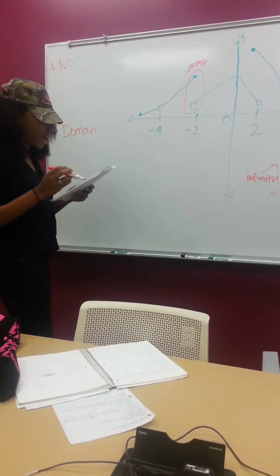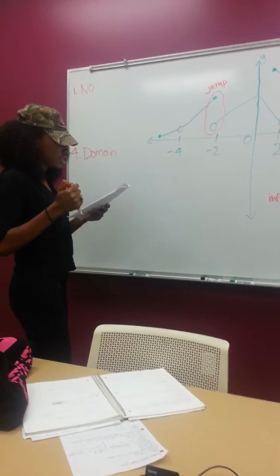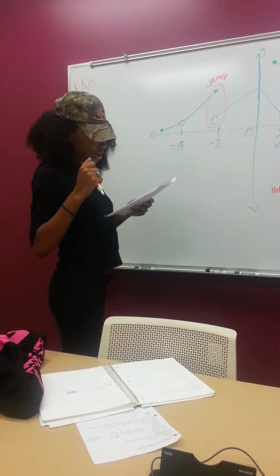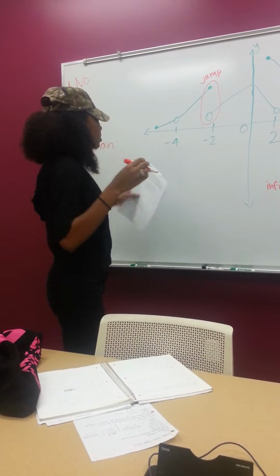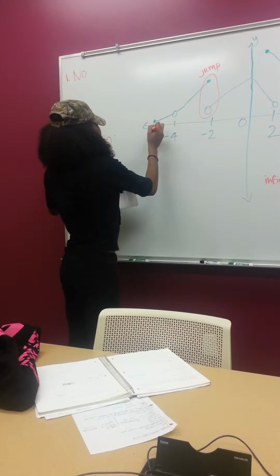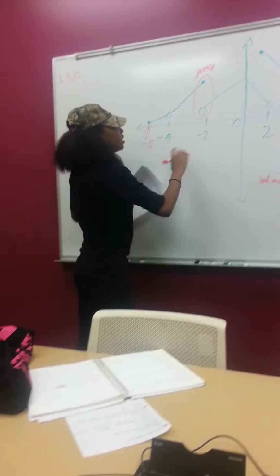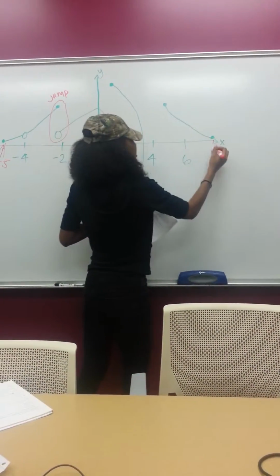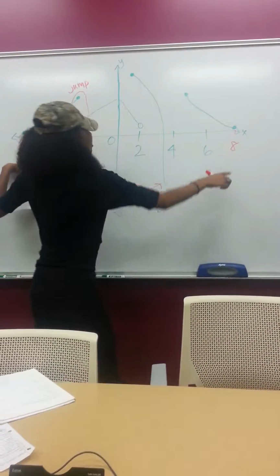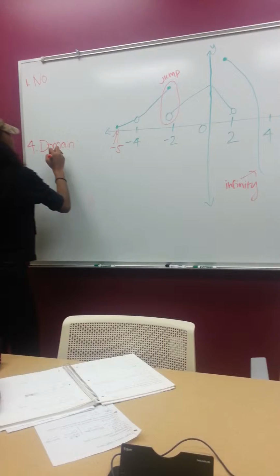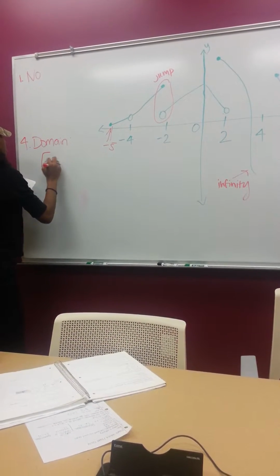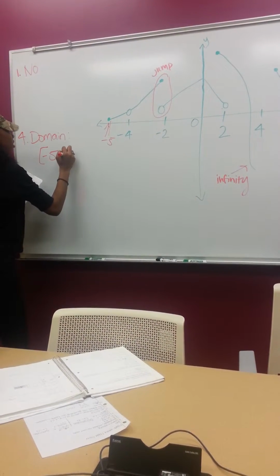Okay, and for number 4, it asks what is the domain of the function. And we know that the domain is all possible x values from the farthest left, which this point right here would really be -5, all the way to the right, and this one would be 8. So from here to here, your domain would be in brackets, [-5, 8].